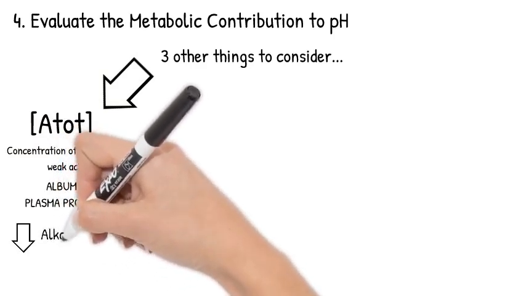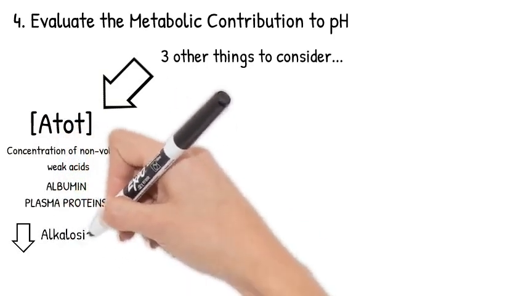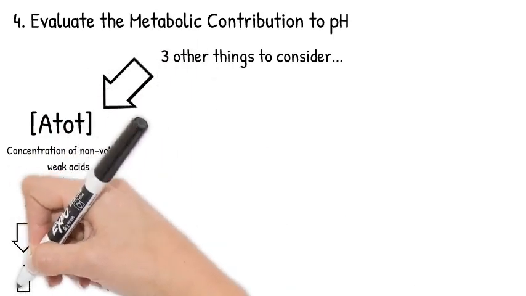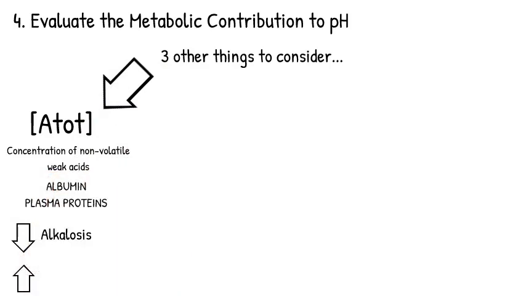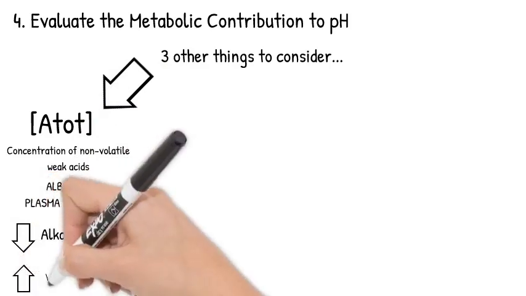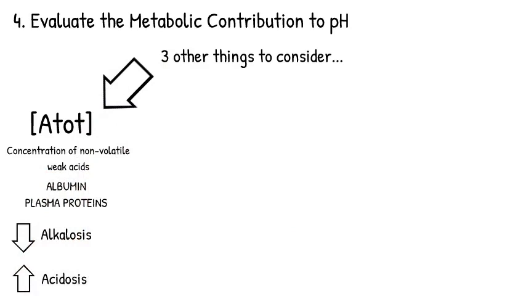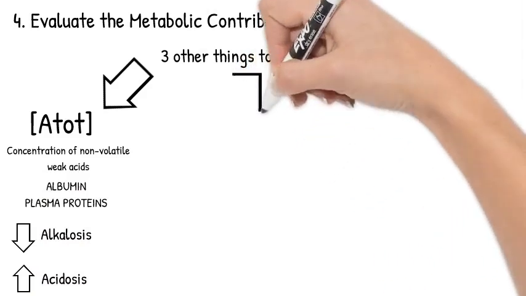Conversely, if you have more albumin or plasma proteins, then you are going to be acidotic. All right, so I hope that makes sense. So we actually need to correct our pH according to the amount of plasma proteins and especially albumin that we have. The next thing we should look at is the strong ion difference.